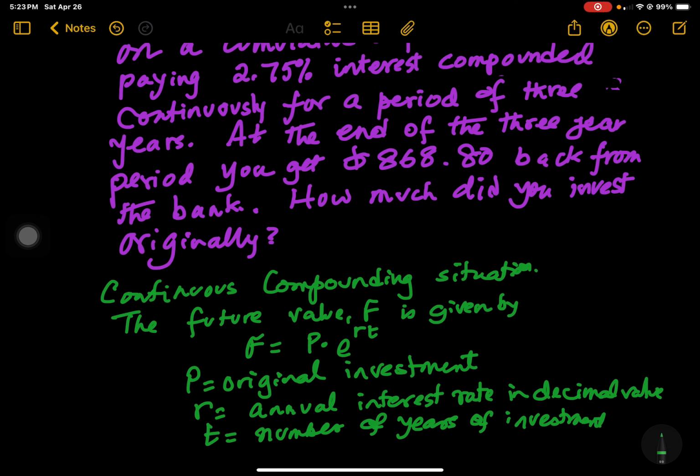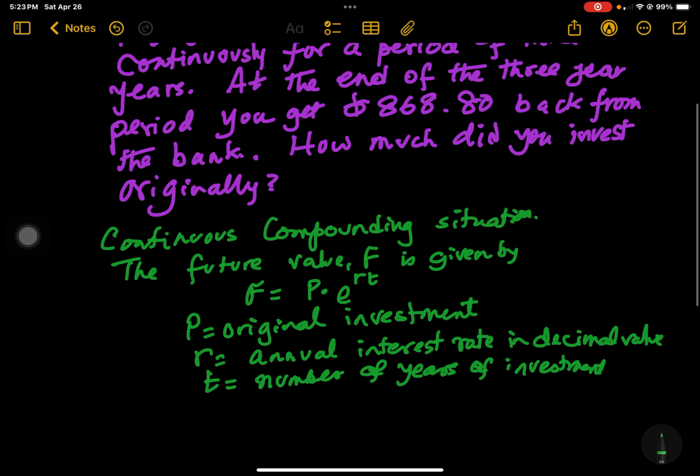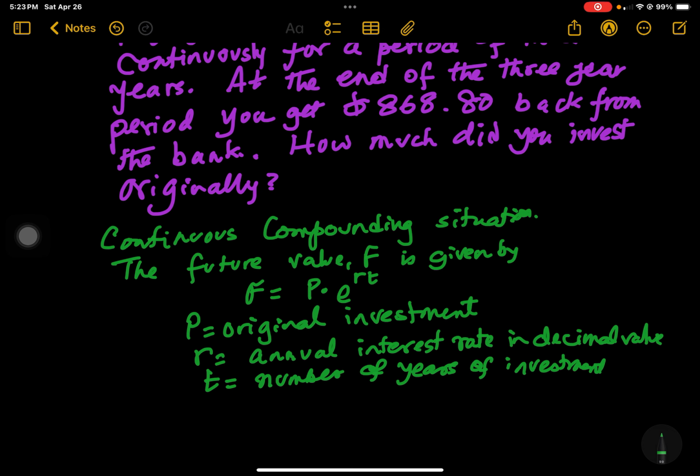We have been given a future value, a rate, and a time, but we do not know the original amount of investment. Is that clear? We know the future value, the rate of interest, and the time for which the amount was invested. The only thing we do not know is the original investment amount. So our future value was given as 868.80.